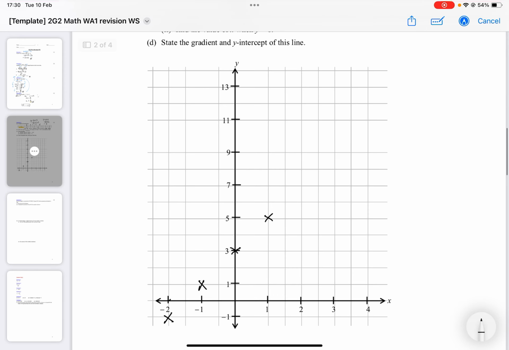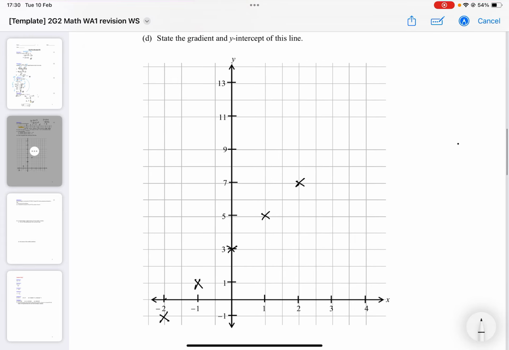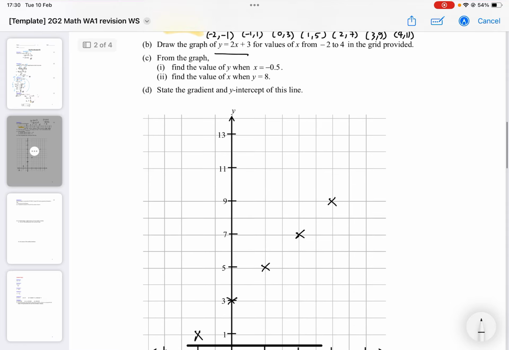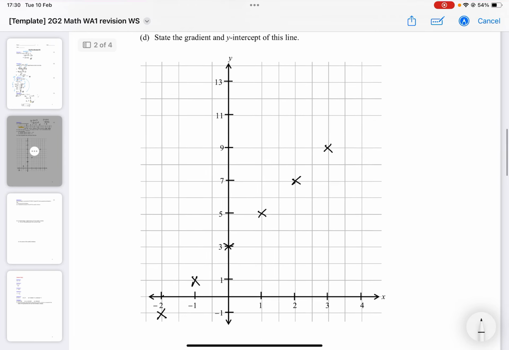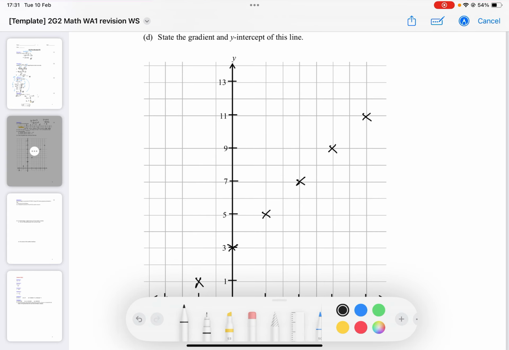Then 2, 7. Then 3, 9. Then 4, 11. So these are all the points that give the relationship between x and y when the equation is what they give us. So we plot all these points already.